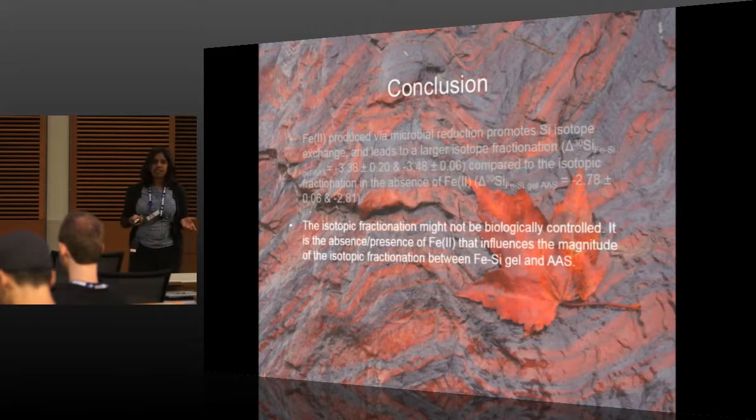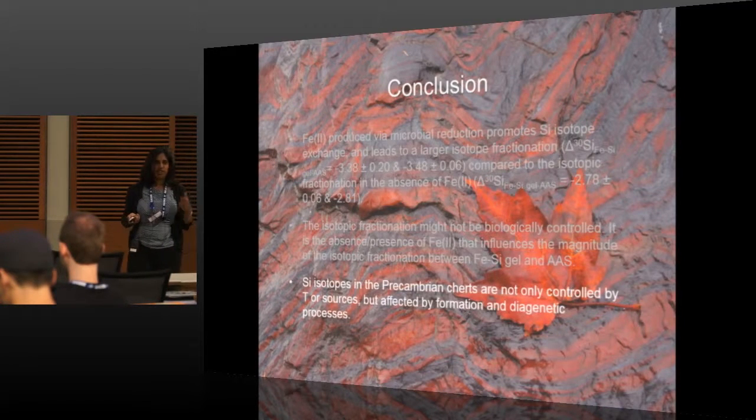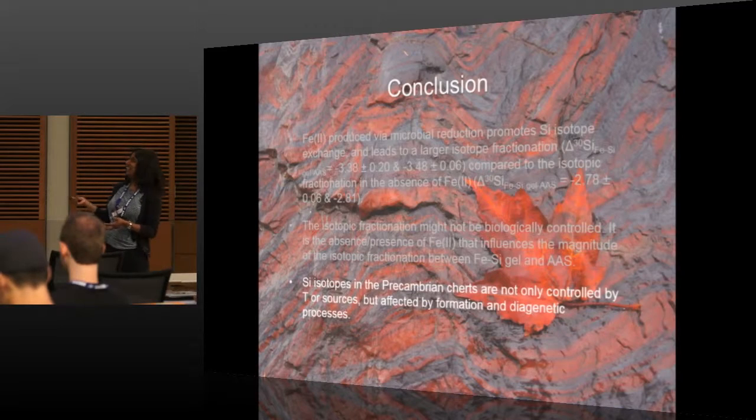And the isotopic fractionation here is probably not controlled by biology, but the magnitude of this fractionation is more attributable to the absence or presence of ferrous iron. Therefore, it's not only temperature or sources that influence silica isotopes, but also the process that mediates this. So that's pretty much all I have. Thank you.